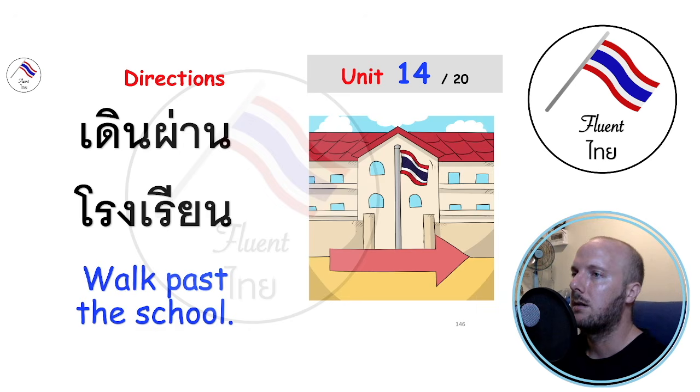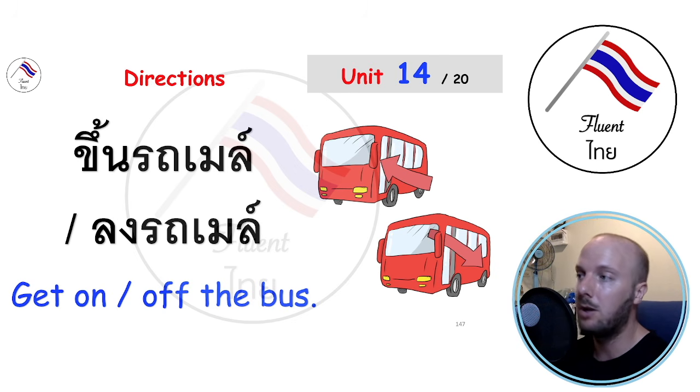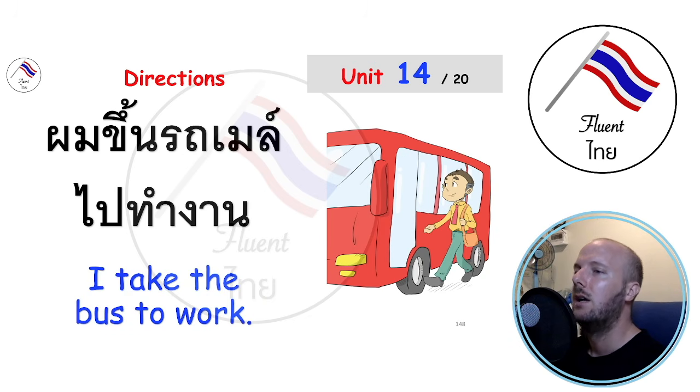Cross the bridge. Okay, so ข้ามสะพาน. Walk past the school. Okay, the word for get on and get off is literally up and down. So up and down have two functions in Thai. They could literally be the preposition of direction, up and down, but they also act as a verb, as in English we would say to get on or to get off the bus. And they're saying up and down the bus.